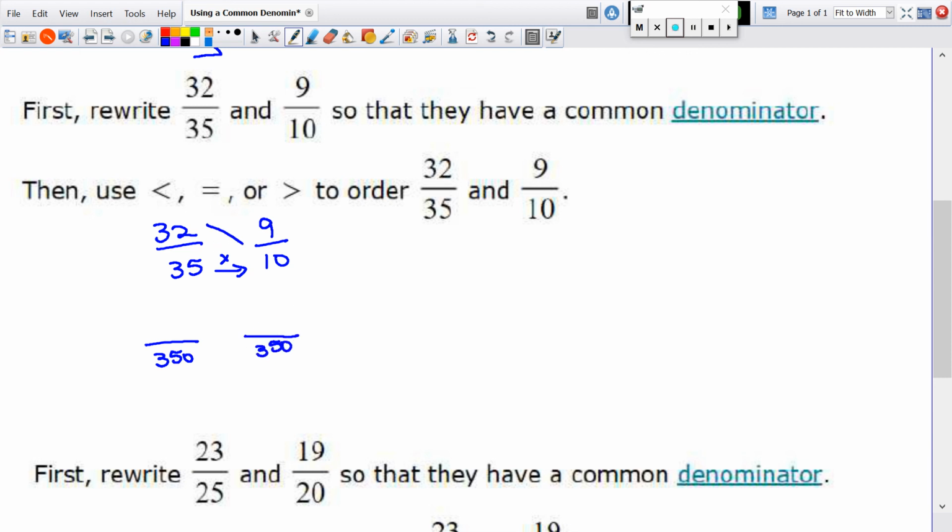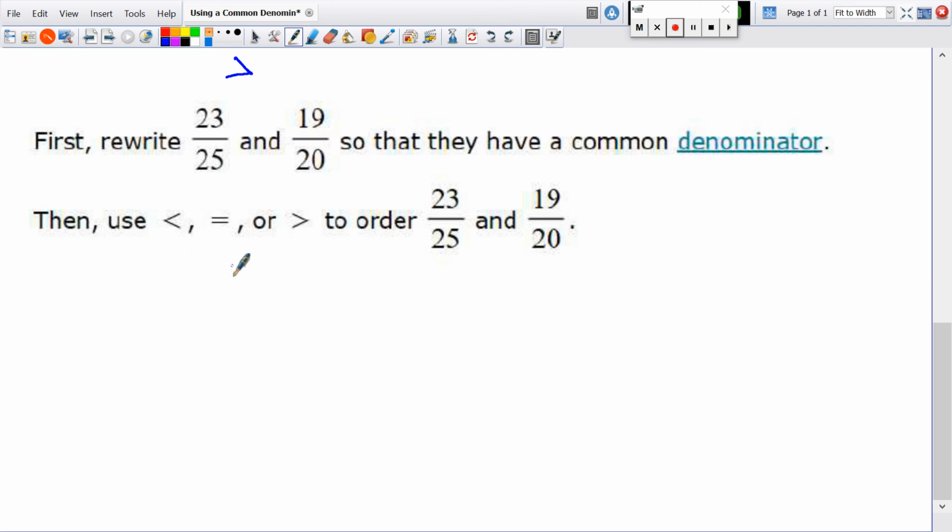Start with the left-hand corner and multiply. Cross multiply. 32 times 10 is 320. And then the other direction. 9 times 35 is 315. You now have your two fractions, so you compare the top part, the numerator. 320 is larger than 315, so that is a greater than problem.